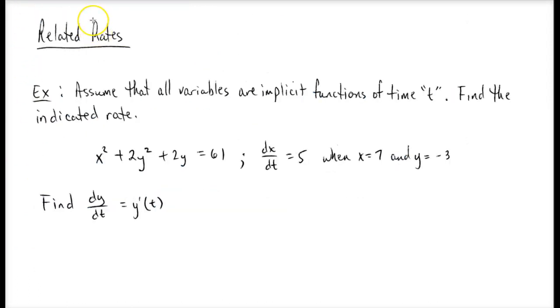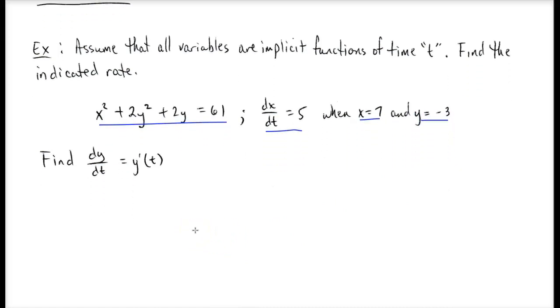Our first problem here, we want to assume that all the variables are implicit functions of time t, and we want to find the indicated rate. We have our equation here, and it looks like our equation isn't a function. We're given this rate, and we're given a specific value of x and y, and we want to find the derivative of y with respect to t.